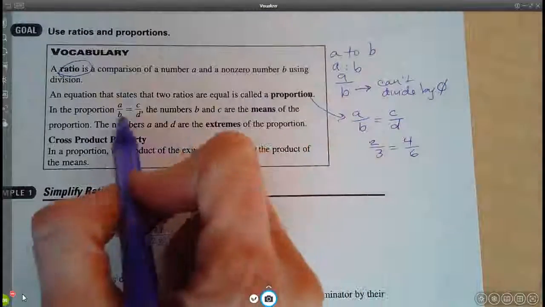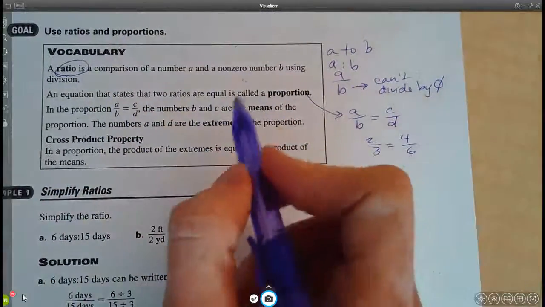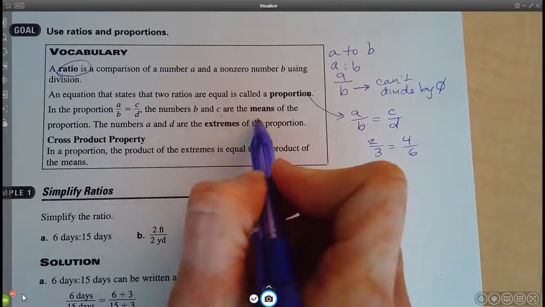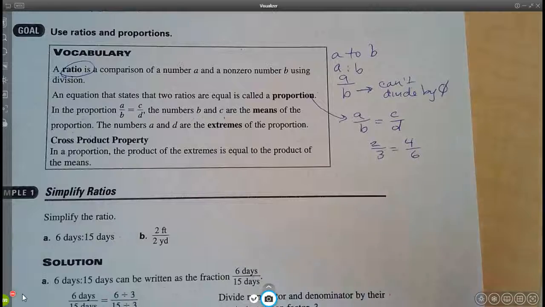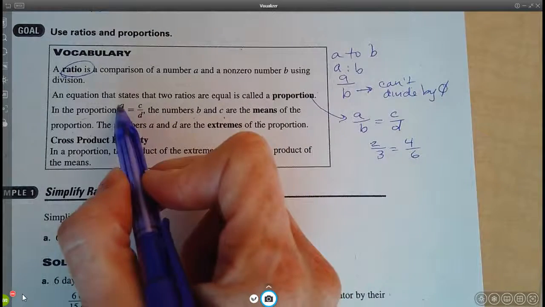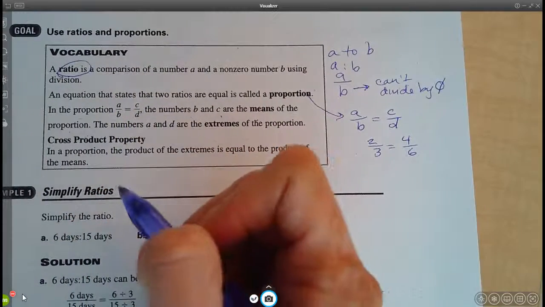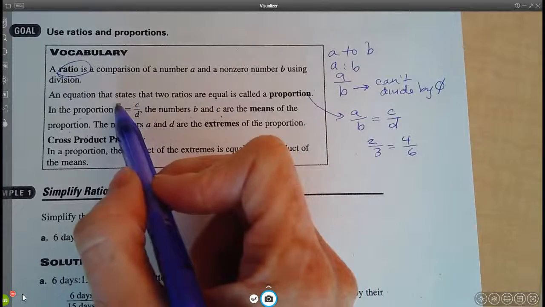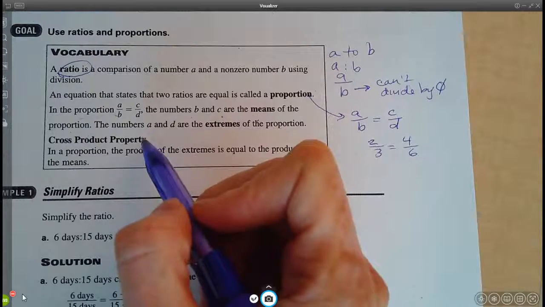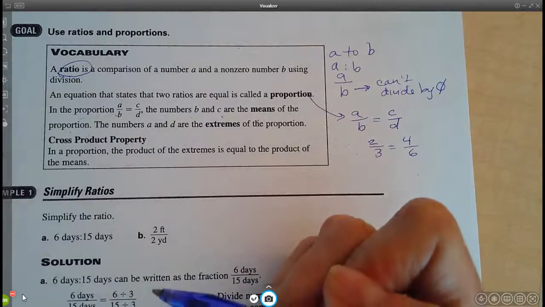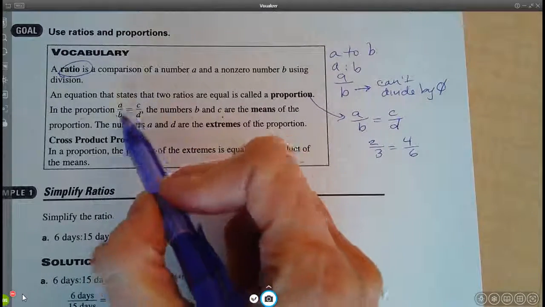They talk to you about, in a proportion, that the numbers B and C are the means of the proportion. A and D are the extremes. One of the tools I use to remember that is if I read this left to right, top to bottom, it would be A, B, C, D, right? A and D are the first and last. They're at the extreme ends of that list. B and C are in the middle.